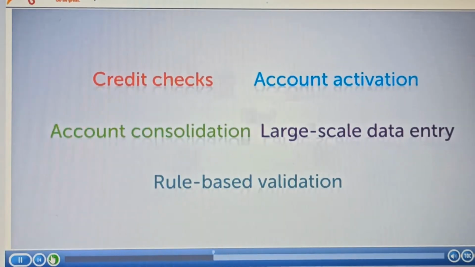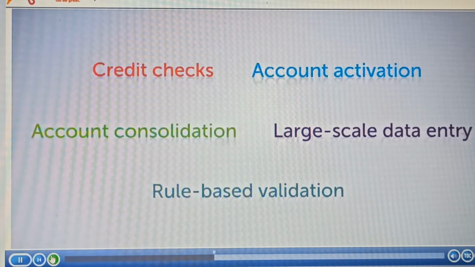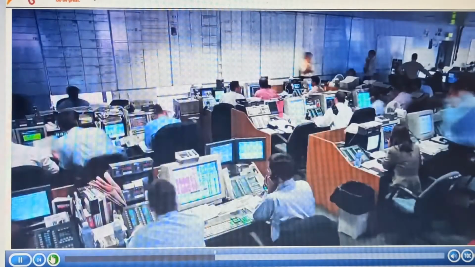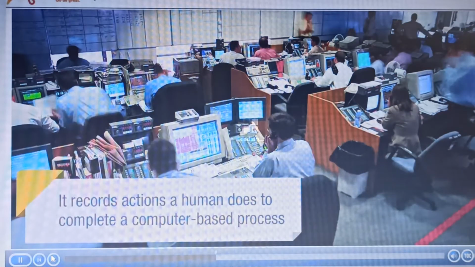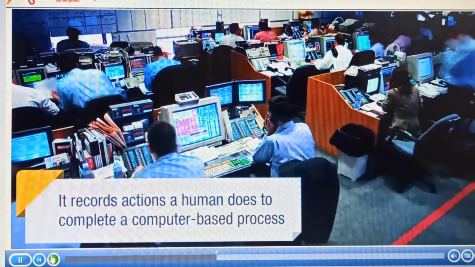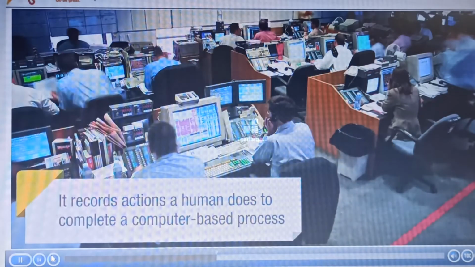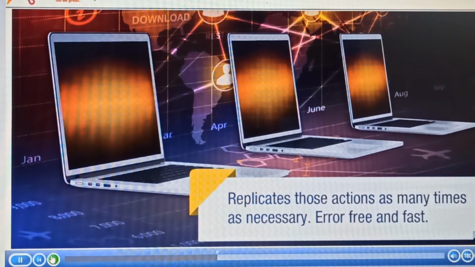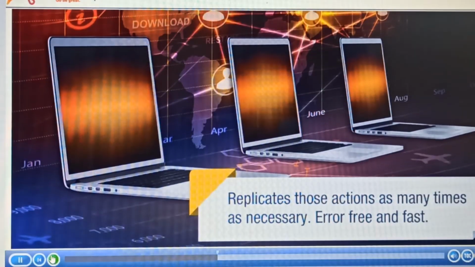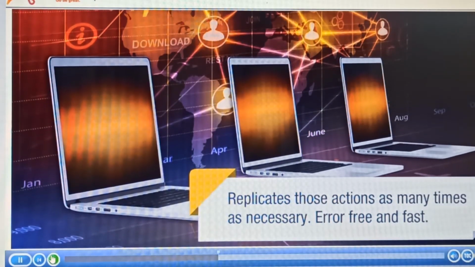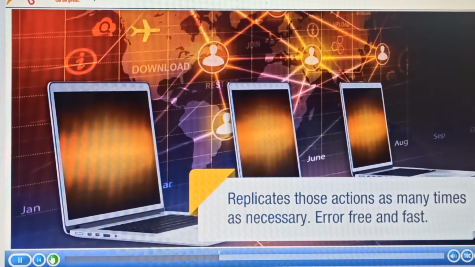RPA is a way to automate repetitive and often rule-based processes. In simple words, it records actions a human does to complete a computer-based process and then replicates those actions as many times as necessary with no human intervention and at a very rapid rate.